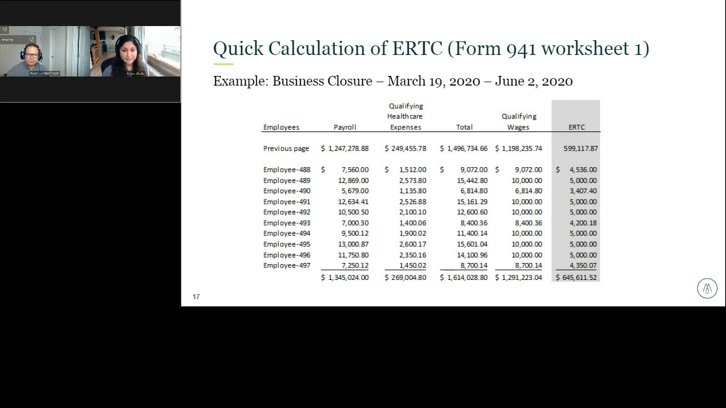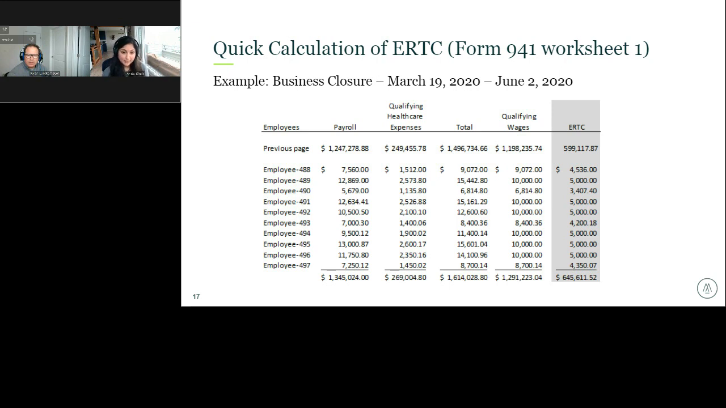So this can look like a lot of numbers, so we're just going to go through a couple of line items first. If you look at employee 488, that employee's total payroll was $7,560. Then the business also incurred qualifying healthcare expenses of $1,512. So the total qualifying wages is $9,072. Now, the ERTC law says it's 50% of the wages up to $10,000. So total ERTC for employee 488 would be $4,536.